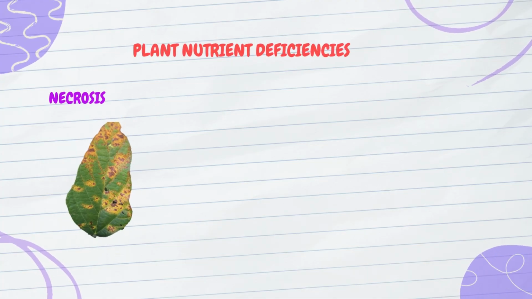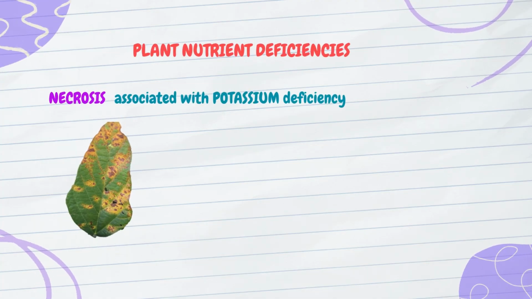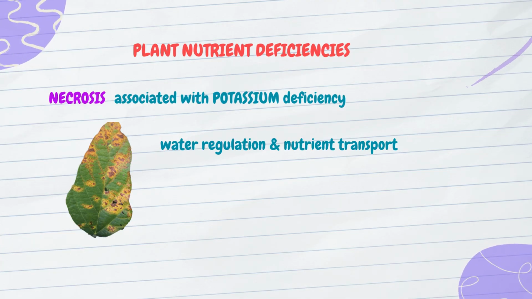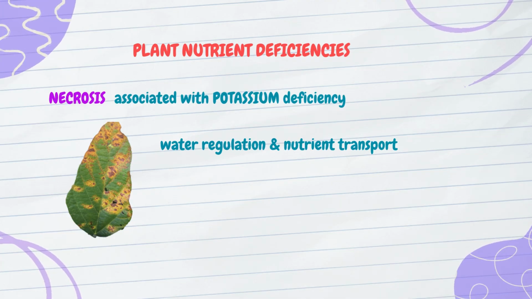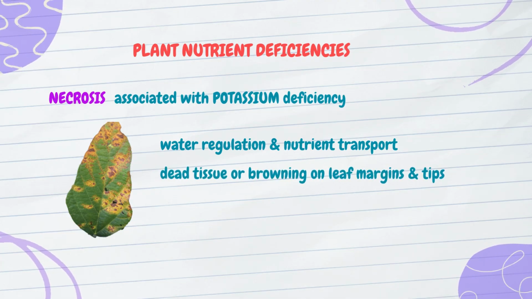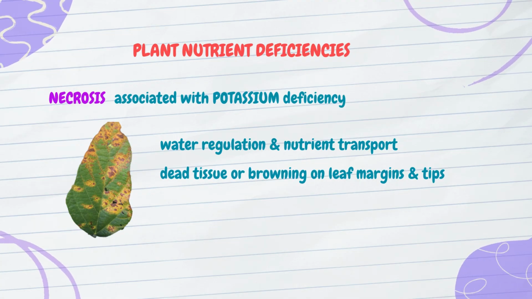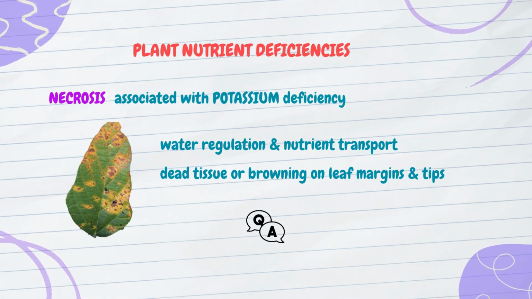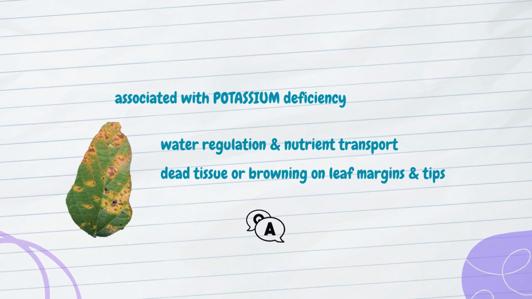Necrosis. Necrosis is associated with potassium deficiency. Potassium helps in water regulation and nutrient transport. Its deficiency leads to tissue death. Symptoms of necrosis include dead tissue or browning on leaf margins and tips. Another challenge. Check the edges of your plant leaves. If they're turning brown and crispy, they might be screaming for potassium.